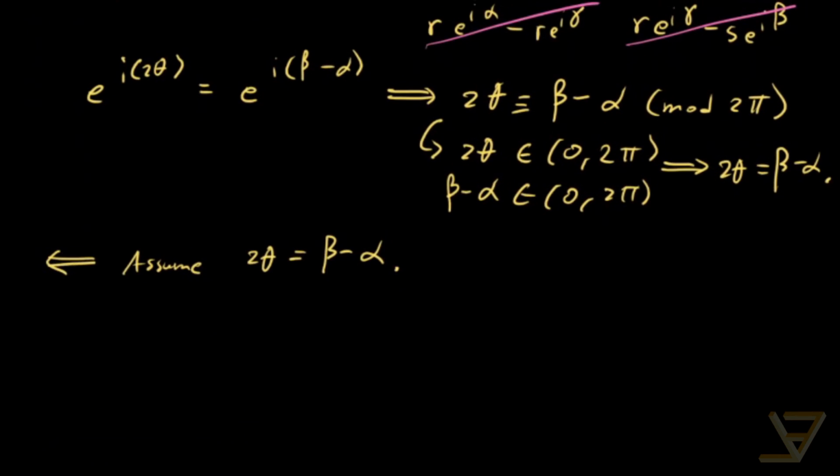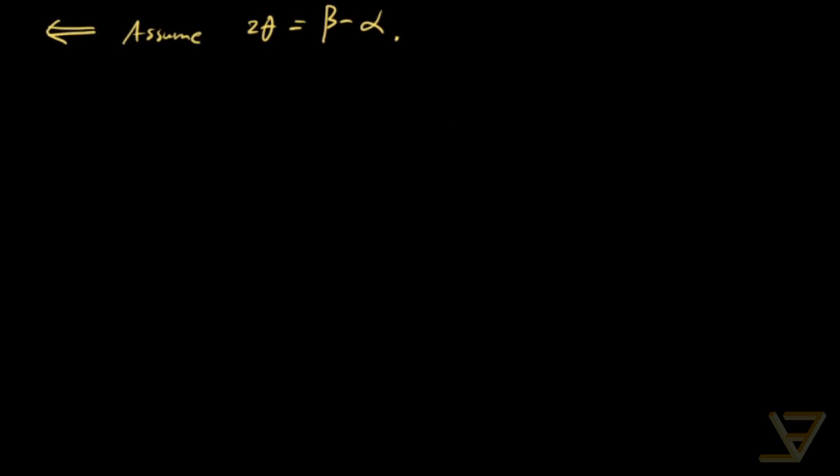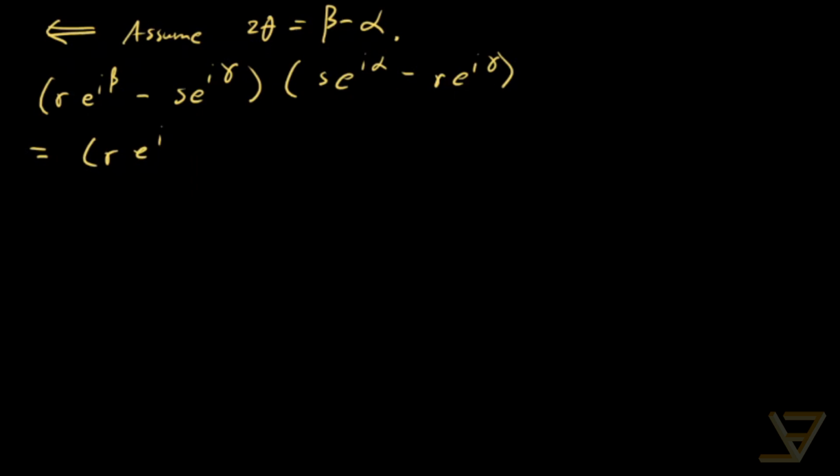What we get by canceling those two parts out and by clearing the denominators is that r e to the i beta minus s e to the i gamma times s e to the i alpha minus r e to the i gamma is equal to r e to the i alpha minus s e to the i gamma times s e to the i beta minus r e to the i gamma. And now we're just going to expand out both sides.